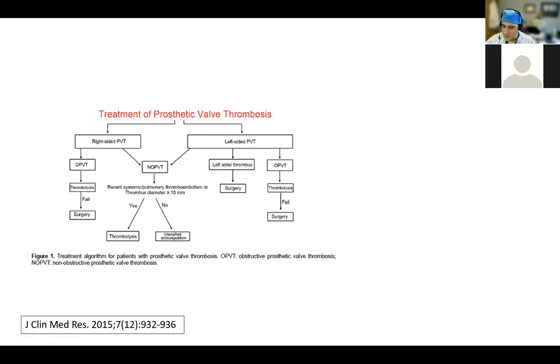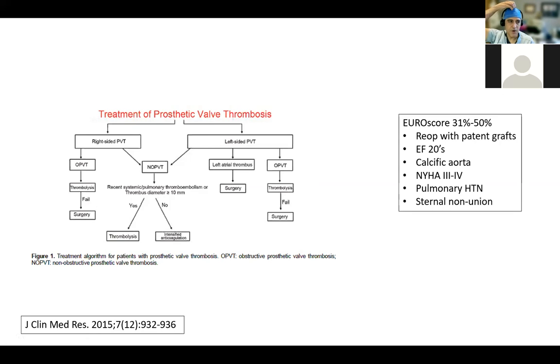And again, it's really trying to balance the risk. And here the risk for her was around EuroSCORE risk. We estimated a 30 to 50% mortality risk based on reoperation, patent grafts, low EF, calcified aorta, and some parts of it with calcified arch, high New York Heart Association class, pulmonary hypertension, sternal non-union, and those types of things. And how do you balance the risk of thrombolytics? Thrombolytics are not without risk. The risk of bleeding and or emboli may be as high as 10 to 15%. So again, balancing those things. So what did we end up doing?